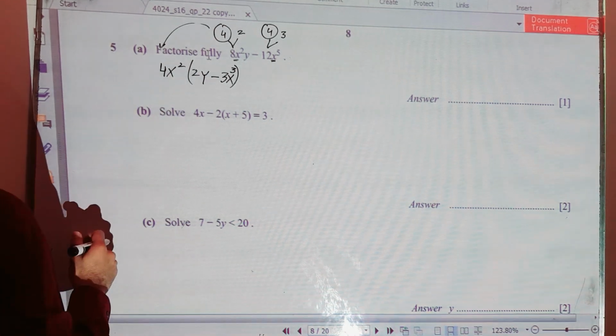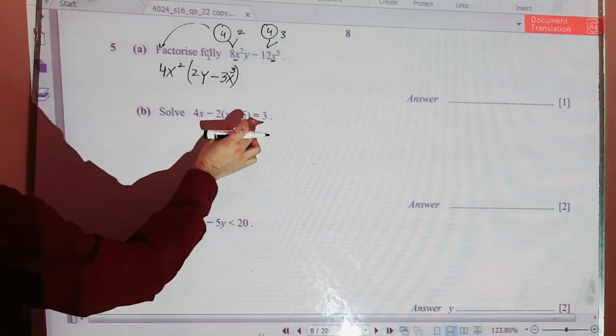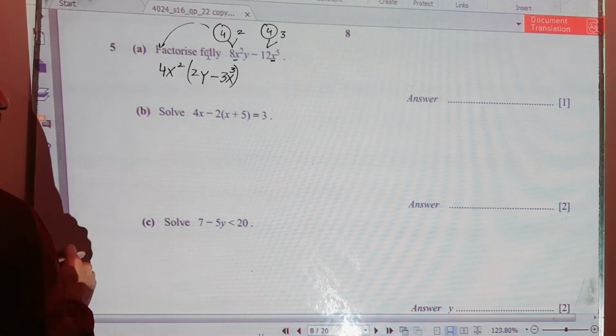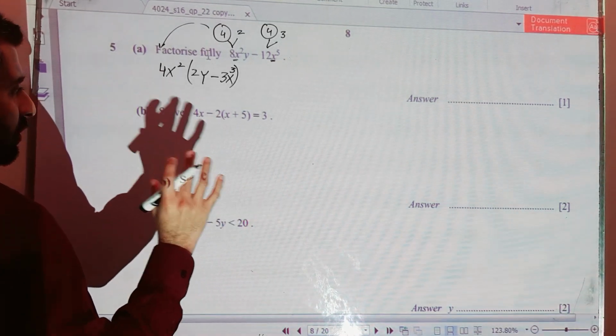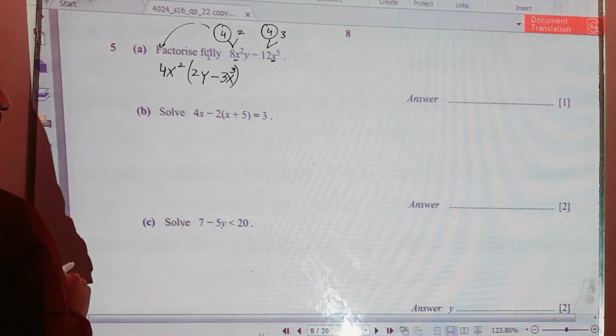Solve 4x minus 2 bracket x plus 5 is equal to 3. Solve means you need to find the value of the variable, that is x in this case.